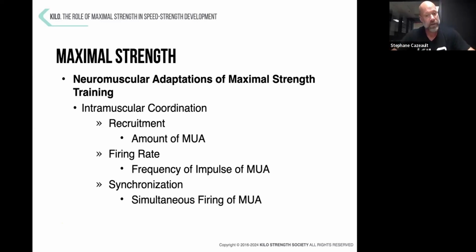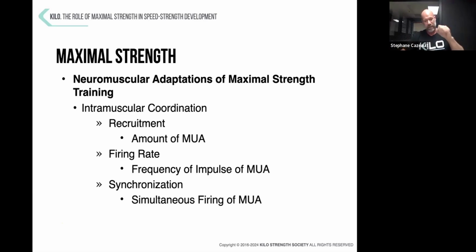Now, another important thing that is trained with maximal strength is your firing rate, also known as rate coding, so the frequency of impulses sent to the motor units. What happens is when you're dealing with heavy weights, you're recruiting your motor units. But then, in order to keep generating more and more force to push through the rep, your nervous system is sending impulses through the motor units.